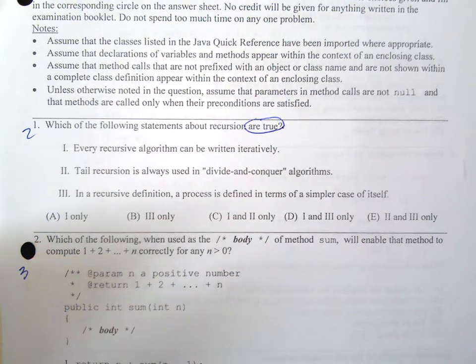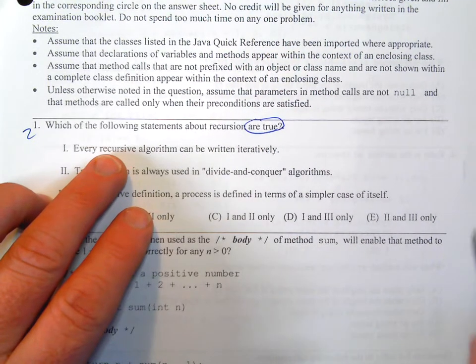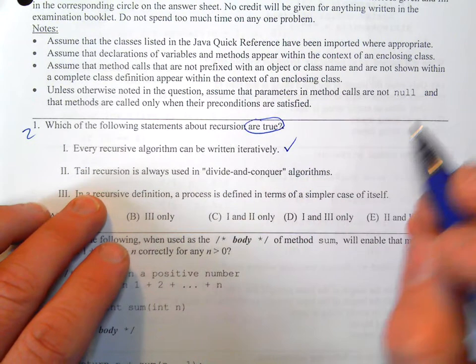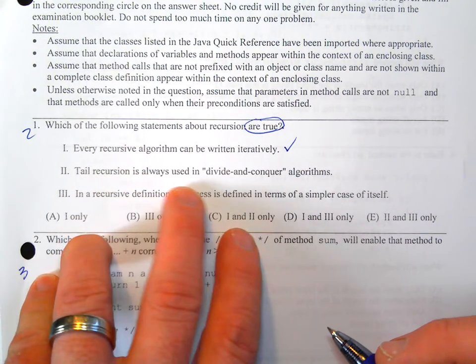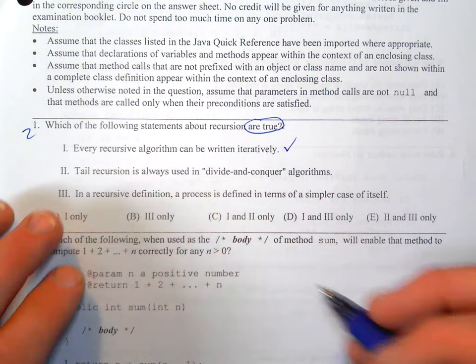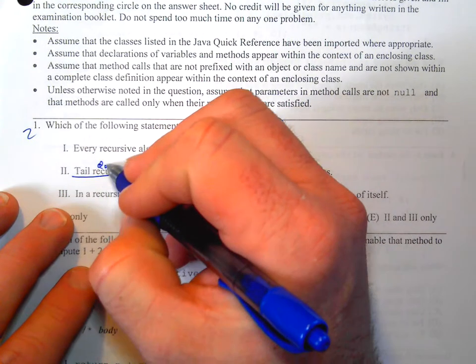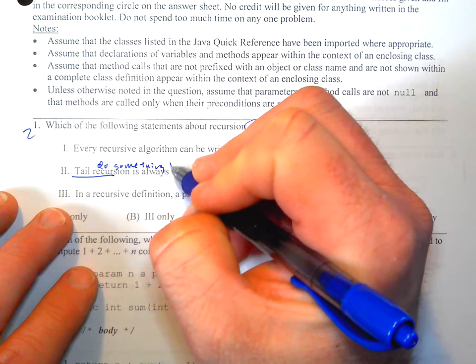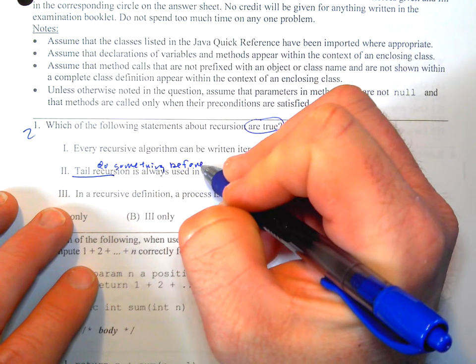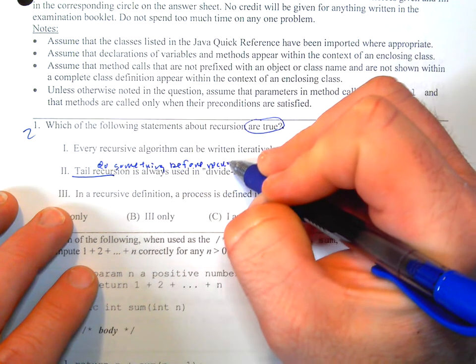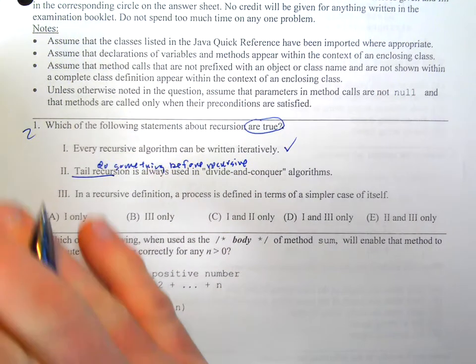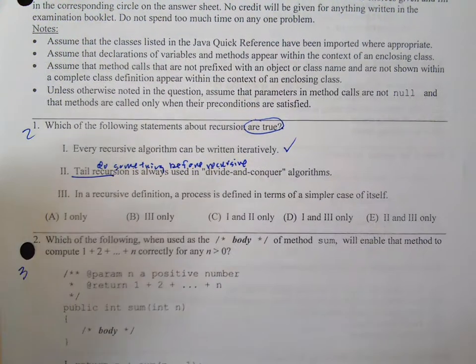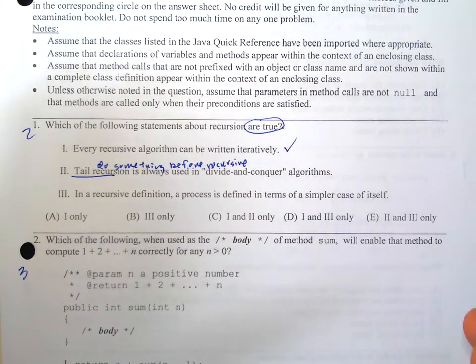So it's kind of general. Every recursive algorithm can be written iteratively. Yes. Tail recursion is always used in divide and conquer. Now, tail recursion is when you do something before the recursive call. Before it calls itself again, you do the thing. If you do it afterwards, which is common, I forget what that's called, but it's not tail recursion.